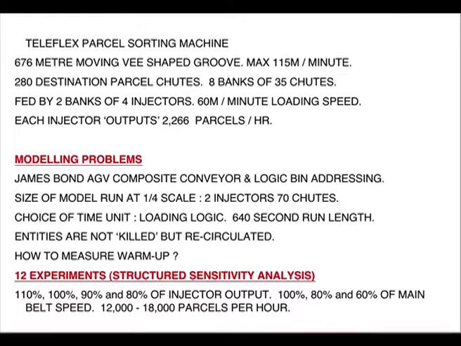12 experiments were done of structured sensitivity analysis: 110%, 100%, 90% and 80% of injector output of 2,266 parcels an hour, and 100%, 80% and 60% of main belt speed, where the main belt speed was a maximum of 115 metres per minute. And the result of this structured sensitivity analysis said that this machine, if built, would produce between 12,000 and 18,000 sorted parcels per hour.